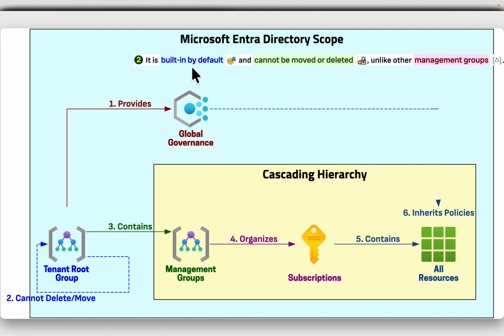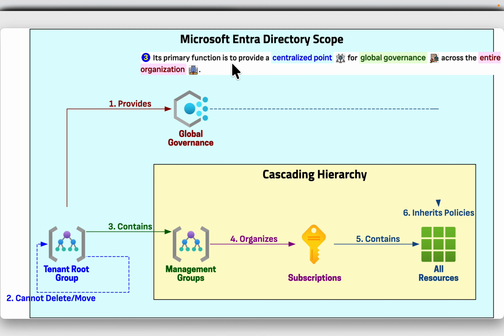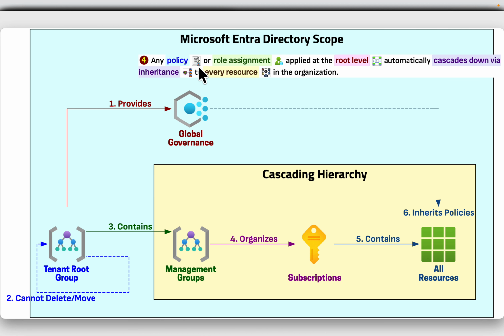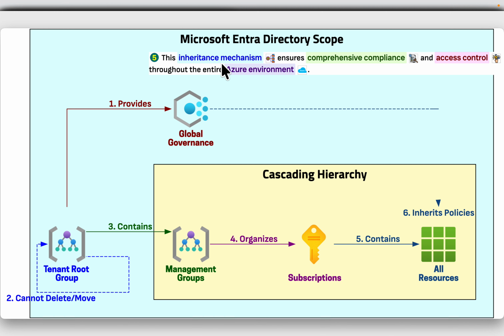It is built in by default and cannot be moved or deleted, unlike other management groups. Its primary function is to provide a centralized point for global governance across the entire organization. Any policy or role assignment applied at the root level automatically cascades down via inheritance to every resource in the organization. This inheritance mechanism ensures comprehensive compliance and access control throughout the entire Azure environment.